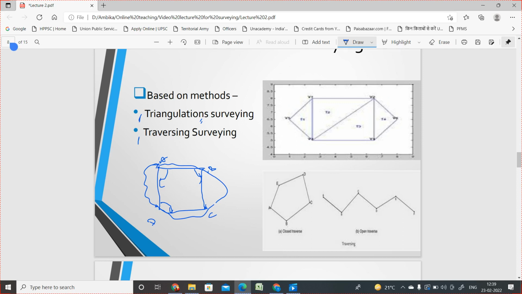So when we use different lines and they are connecting and forming either an open loop or a closed loop, such type of surveying is called basically a traverse. Okay, so on the basis of method in surveying, we use only two methods, that is triangulation, and the second one is traversing. So these are the two basic classifications of surveying on the basis of methods.